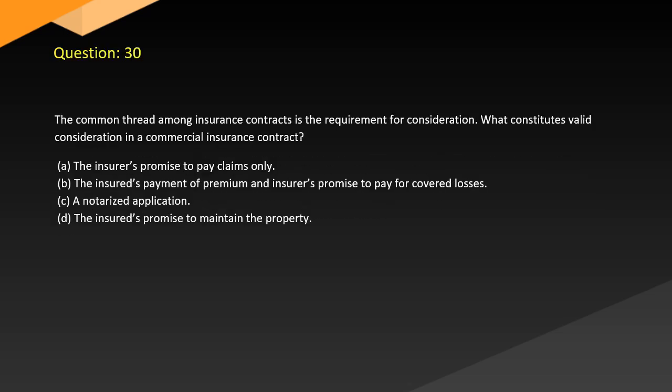Question 30. The common thread among insurance contracts is the requirement for consideration. What constitutes valid consideration in a commercial insurance contract? A. The insurer's promise to pay claims only. B. The insured's payment of premium and insurer's promise to pay for covered losses. C. Notarized application. D. The insured's promise to maintain the property.